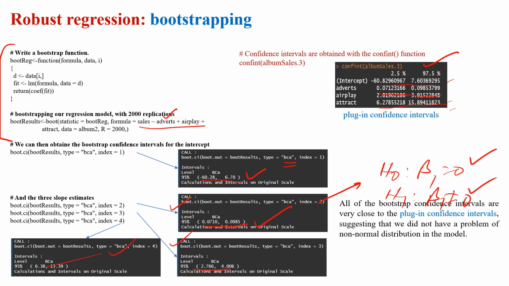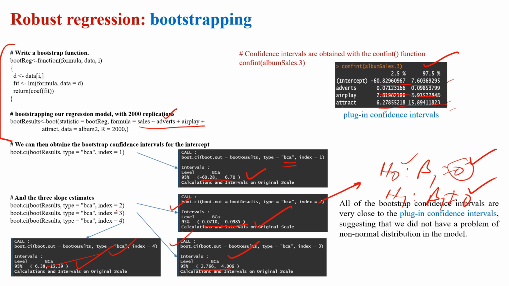So we have to see whether this particular zero value lies within this confidence interval or not. If 0 lies within this confidence interval, we will accept H naught. That means the advertisement budget expenditure has no effect on sales. Because 0 is not lying in this particular range, we can conclude that the advertisement budget expenditure has an effect on the sales. Same is the case for the airplay, same is the case for the attractiveness. So all three factors are significantly affecting the sales.